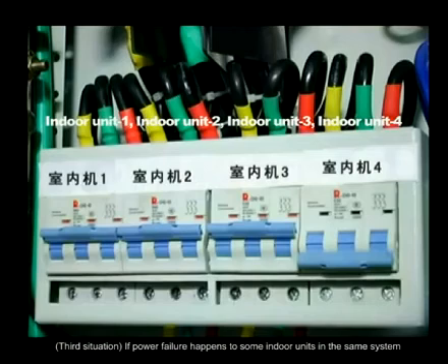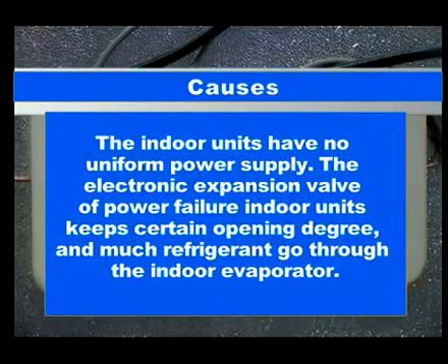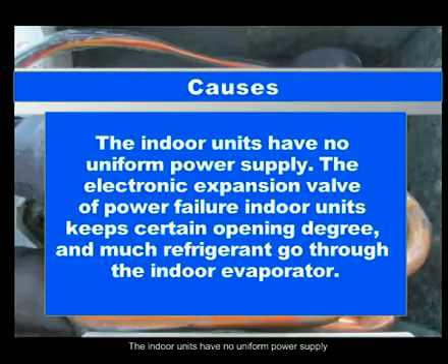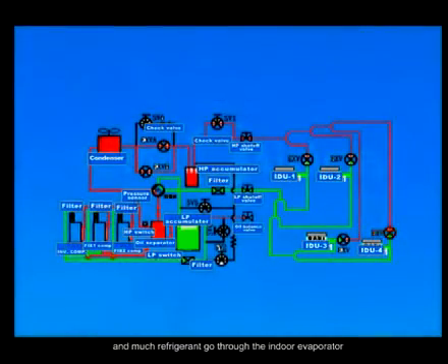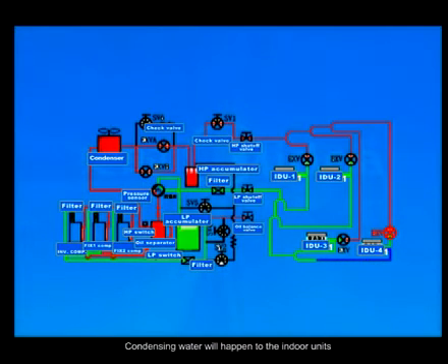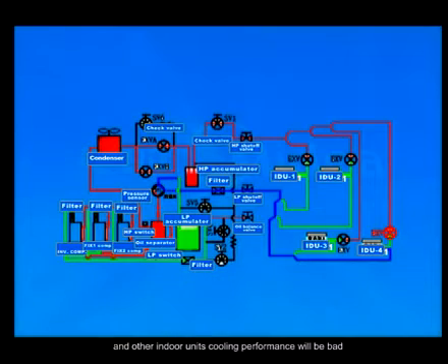Third situation: power failure happens to some indoor units in the same system. Malfunction analysis: the indoor units have no uniform power supply. The electronic expansion valve of the power-failure indoor units keeps a certain opening degree, and much refrigerant goes through the indoor evaporator. Condensing water will appear in the indoor units, and other indoor units' cooling performance will be bad.